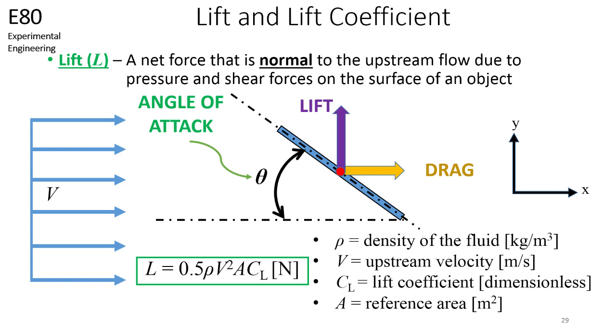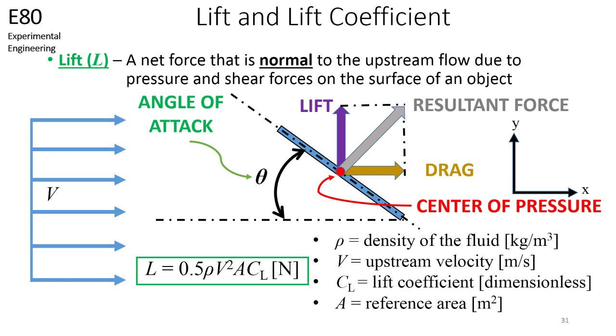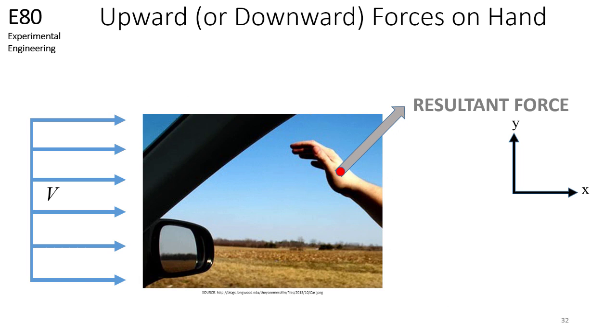Note that the lift and drag forces act on a point on the flat plate. This point is called the center of pressure. Therefore, a resultant force arises from the lift and drag forces acting on the flat plate, and this resultant force acts on the center of pressure of the plate. This is why when you stick your hand out of the window of a moving car in this orientation, you don't just feel a force pushing back or a force just pushing up, but rather a force pushing your hand in the direction of the resultant force.